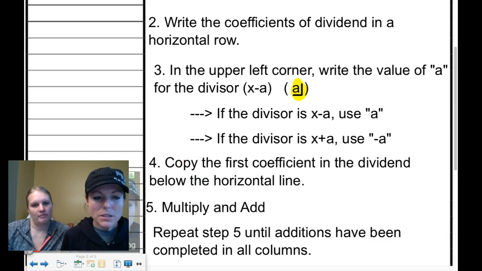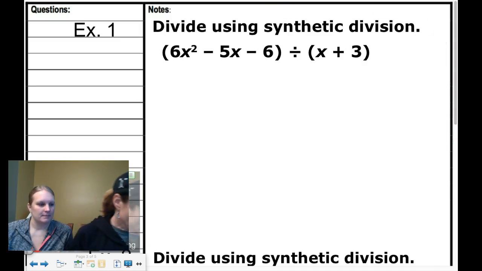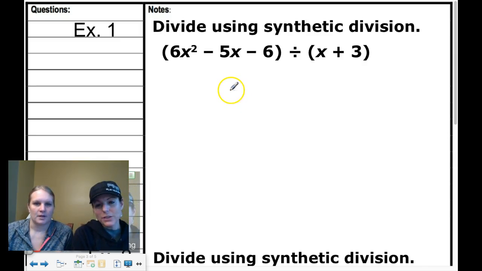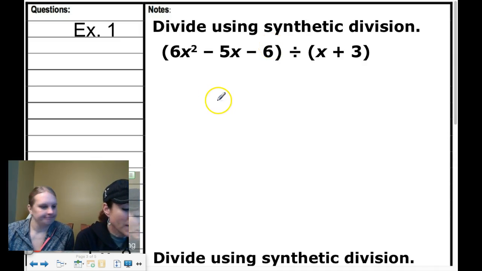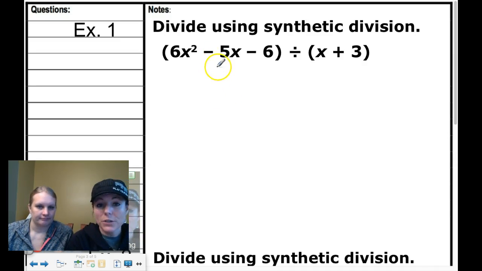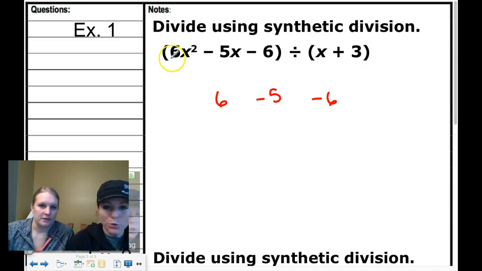Okay, so I don't think there's anything below here, and here we go. I think we should just go right on to example number 1. So number 1, let's just look at the dividend. Is it in standard form? Yes. And we don't need any 0 coefficients. Okay, step number 2 is this. You're going to write the coefficients of the dividend in a horizontal row. So 6, and then leave some space, -5, and -6. That's step 2. We took these numbers.